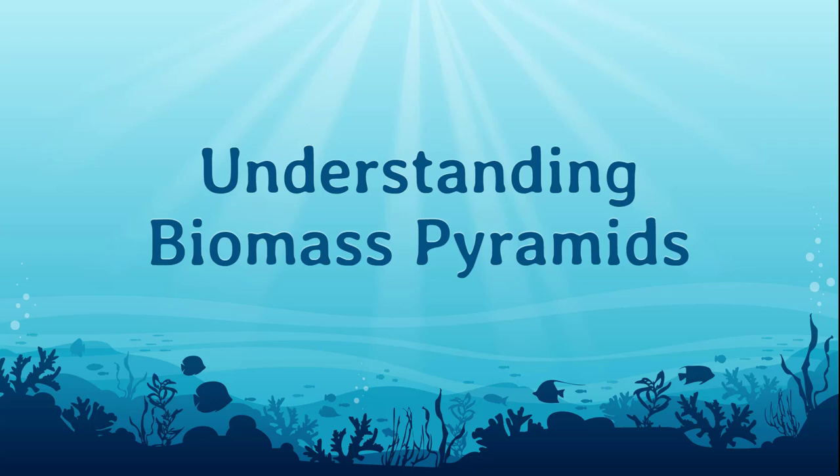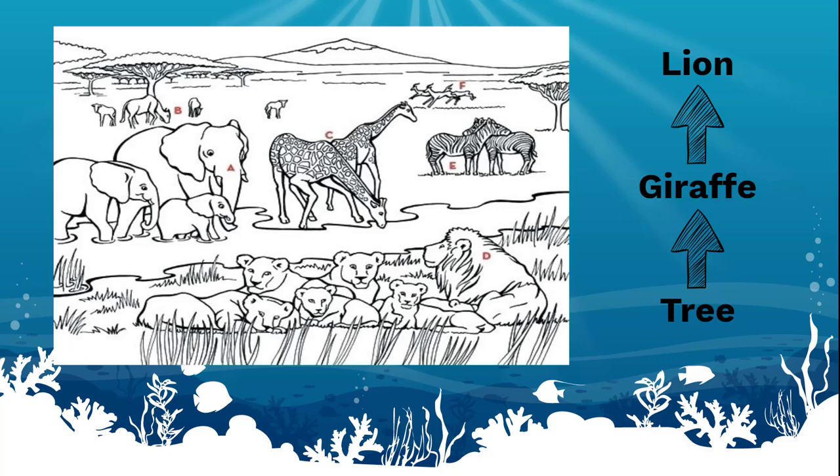Today we're going to work on understanding biomass pyramids, and we're going to actually start with pyramids of numbers. So here I have a picture of an African savanna ecosystem, and I have the example of a very simple food chain next to it. The tree is eaten by the giraffe is eaten by the lion.